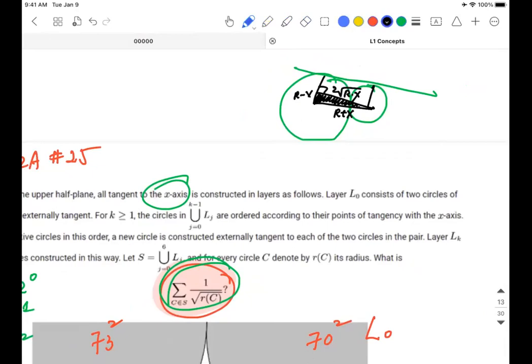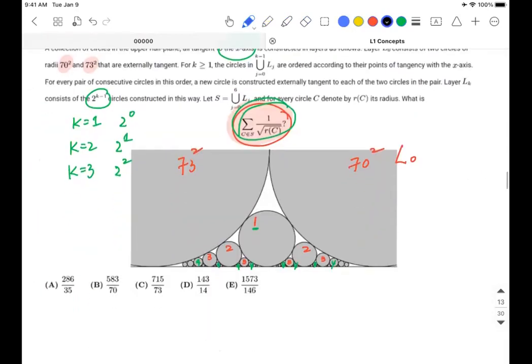Okay, let's have a quick look at it. Your goal is to determine all the layers, all the circles. So let's get started. Don't ask for too much. Let's go to layer 1, layer 2, and hopefully we get a pattern, and then hopefully we solve the whole problem.